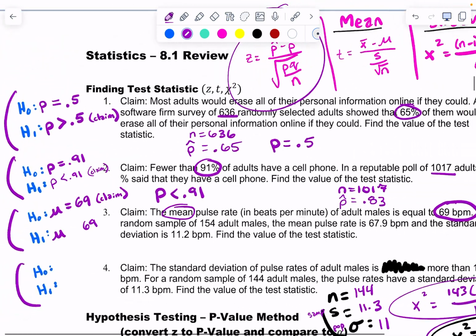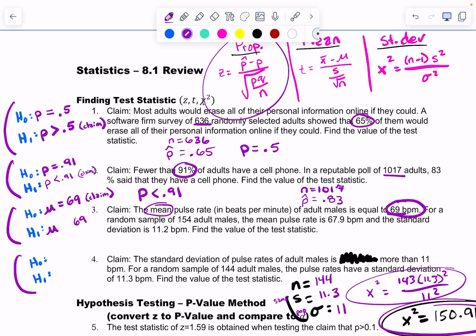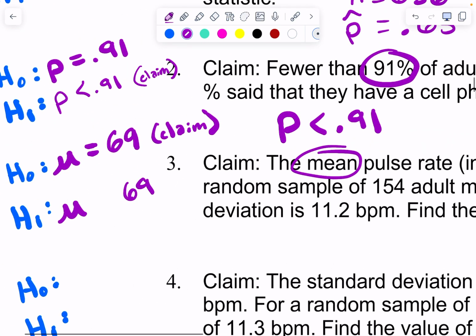The mean pulse rate, we're claiming that the mean pulse rate is 69. It is not equal to 69, because they don't say greater than or less than. We're claiming that it is 69. So that means my alternative hypothesis is not going to be equal to. Does that make sense? Okay, let's see about this last one.